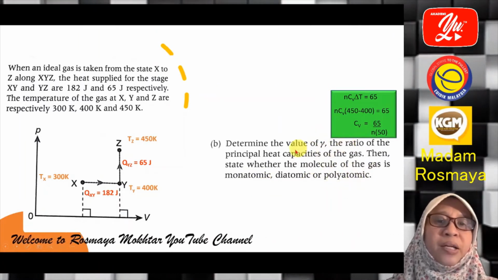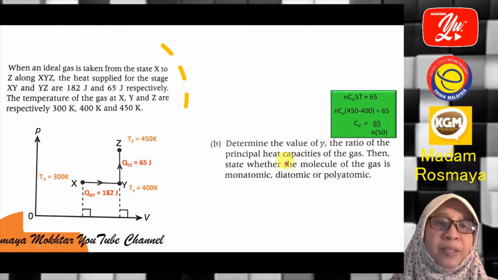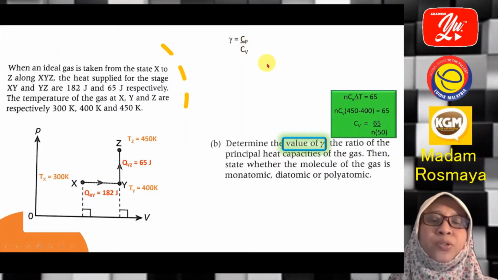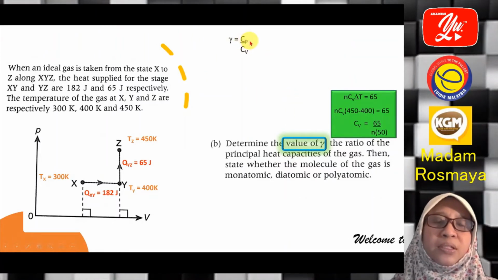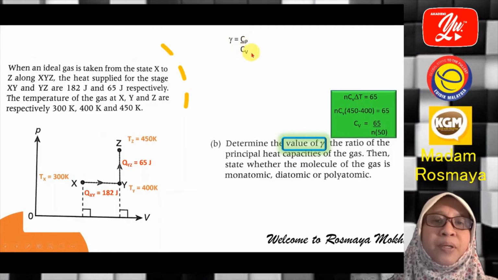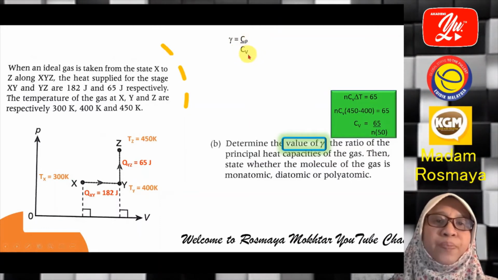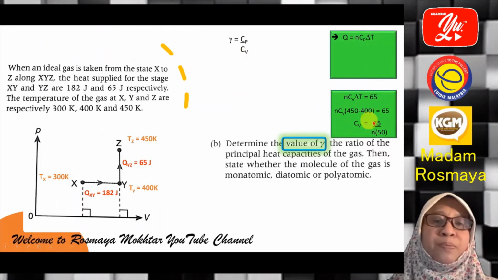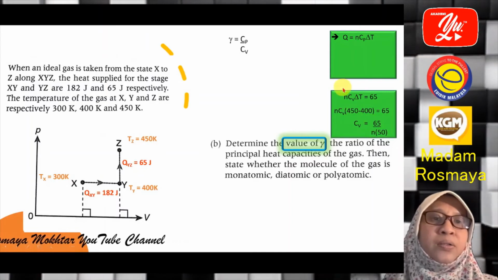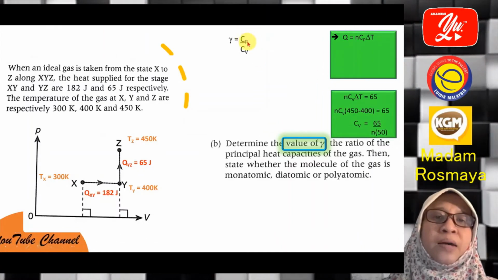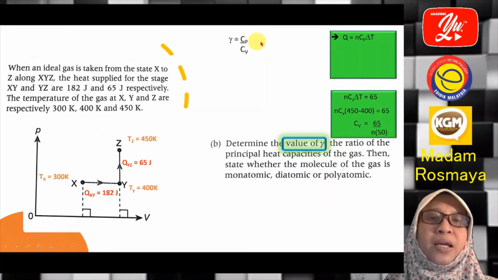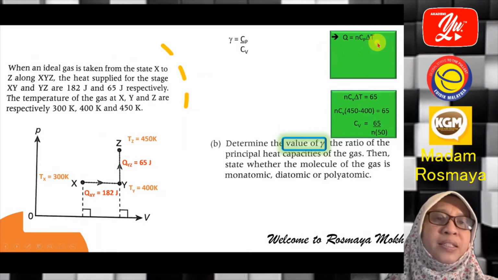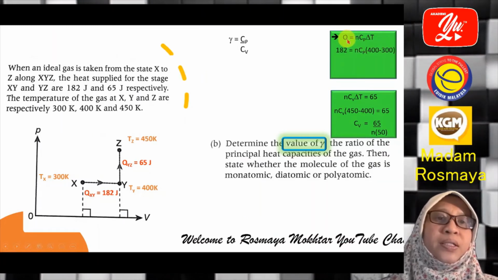So gamma is the ratio of the principal heat capacities of the gas. So the formula is given by the ratio, right? Molar heat capacity at constant pressure divided by molar heat capacity at constant volume. From this equation, CV is done already from the previous question A. So next what we need is to calculate CP, the molar heat capacity at constant pressure. So we use Q equals nCP delta T.